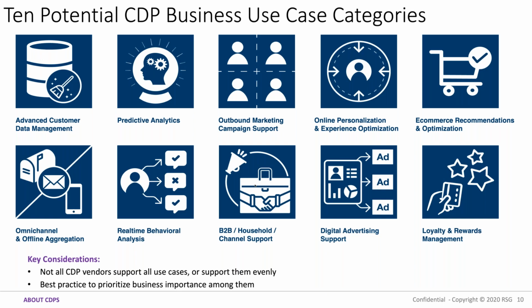Doesn't mean that the CDP itself is your loyalty manager, but that it supports those use cases. Similar for outbound marketing campaign support, it doesn't mean that the CDP is actually generating email messages or text for you, but rather that's a use case that it supports very aggressively and often has connectors to systems like Marketo or Adobe Campaign or HubSpot or what have you. So a lot of different use cases. First thing you want to do is prioritize among them.